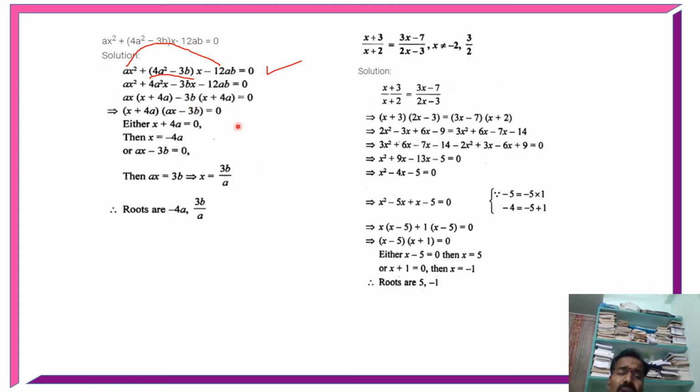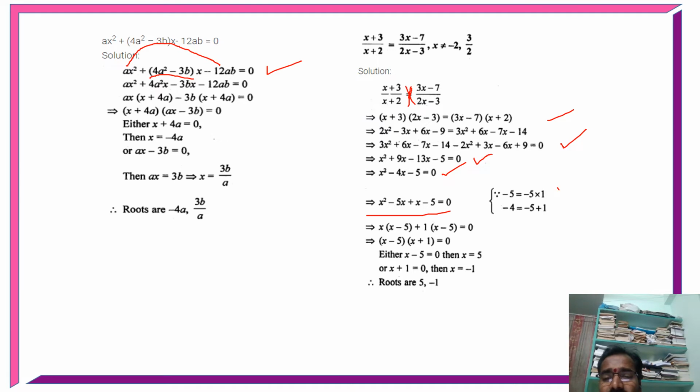We can apply the split the middle term method also. This method we have already done many times. So do cross multiplication: (x + 3)(2x - 3) = (3x - 7)(x + 2). If you multiply and simplify, transposing all terms to the left side of the equality, we get the quadratic equation x square minus 4x minus 5 equal to 0.